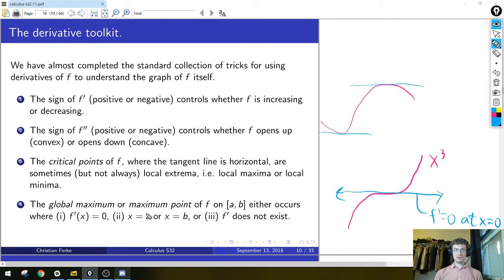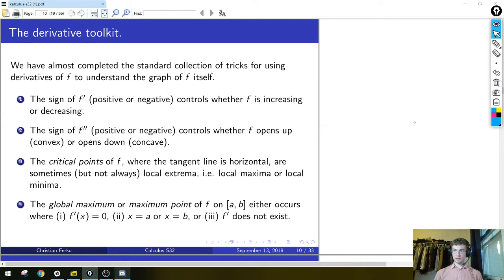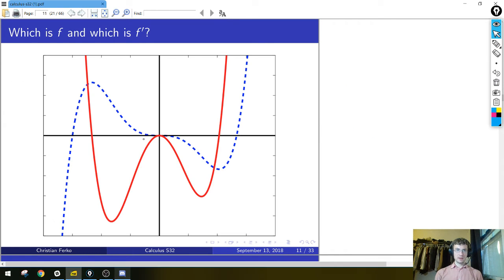And then we had this thing that you worked on today for the daily challenge that enumerated these three possible cases, more or less, where a global max on an interval occurs either where the derivative is 0, or at an endpoint, or a place where the derivative doesn't exist. Okay, so that's what we have so far.